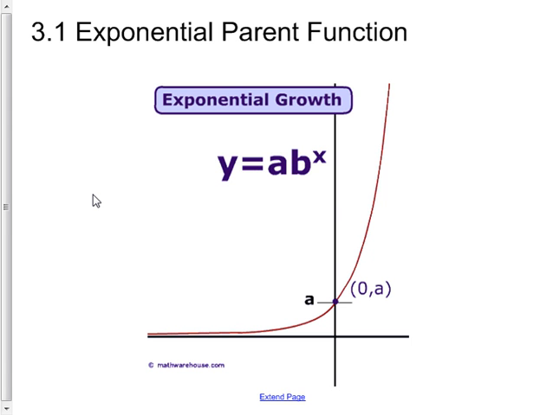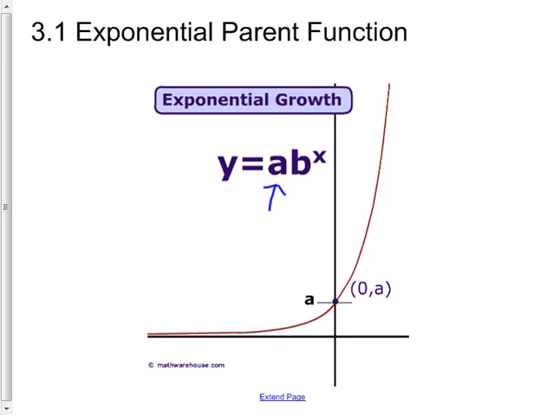Okay, so we're talking about exponential growth. This is your parent graph for exponential growth. Would you copy that down into your notes? You don't have to. Well, actually, pretty much everything up there is important, I guess. The y equals a b^x is important. I'll tell you what each part means.